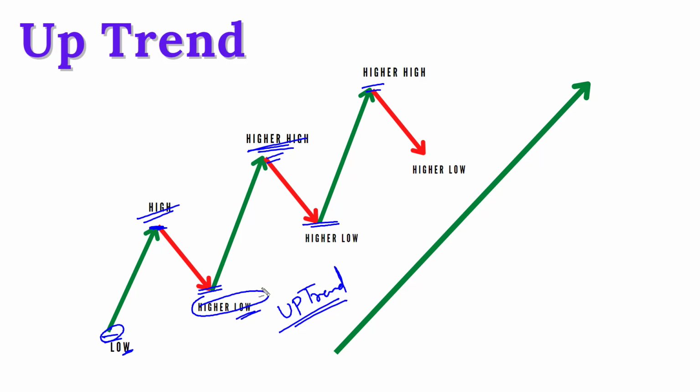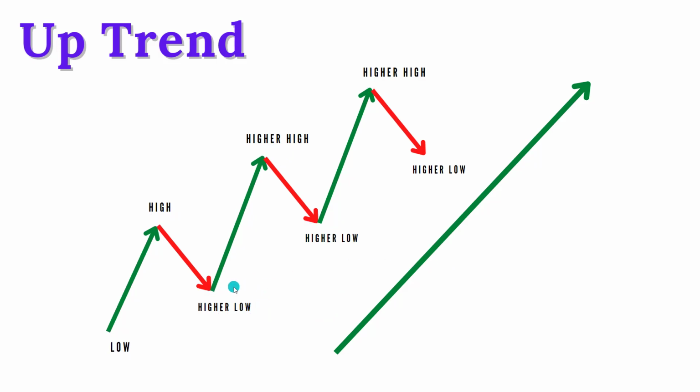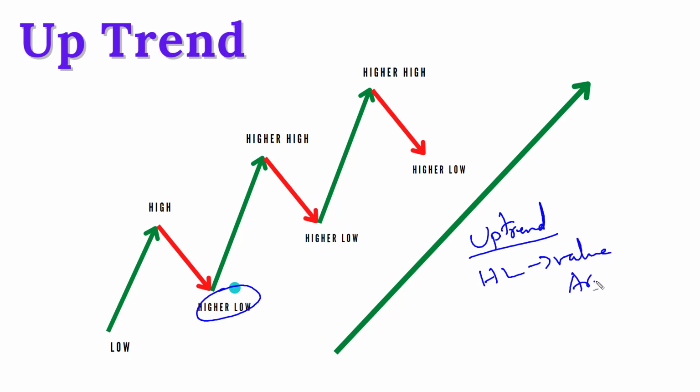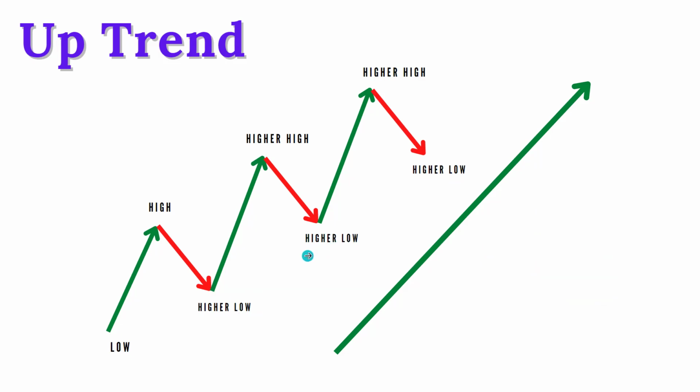And coming to a very important thing, these higher lows in an uptrend, you can make a note of. In an uptrend, higher lows are value areas. So you can note it down. All the higher lows are value areas. Why I am calling it a value area, you will come to know in the next few minutes.